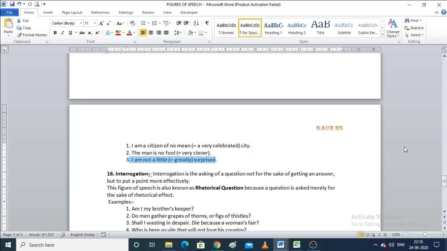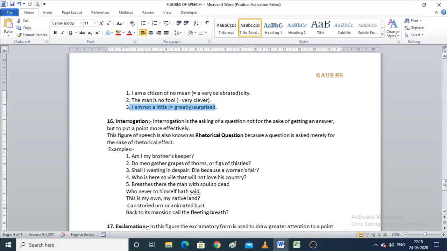So now the 16th one, interrogation. As the word says, question, but here they do not put up a question for the sake of getting an answer. No, they put up a question to make a point, to make it more effective, right? So when they want to make a statement more effective by making it in a question form, then it is known as interrogation.